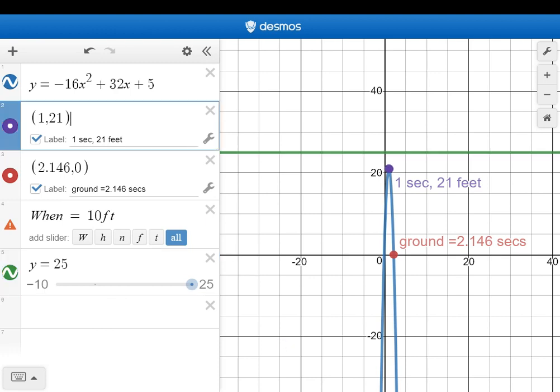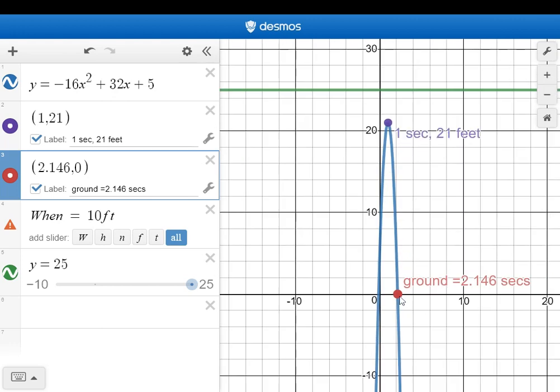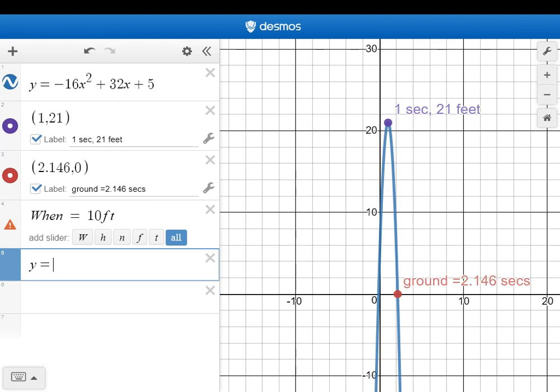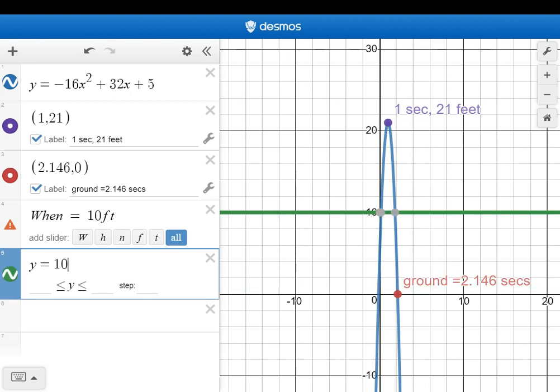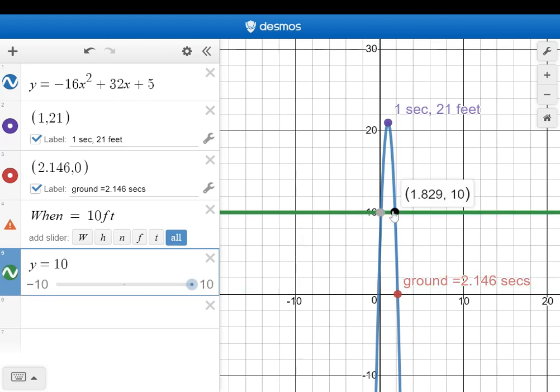So again, our maximum height occurs at the vertex. When does it hit the ground occurs at the point where it crosses the x-axis: the x-intercept, the zero, the root, the solution. And then for a specific height, you would type in that specific number, in this case 10 feet, and we see where those two lines intersect. Click on the gray dot where they intersect with each other.